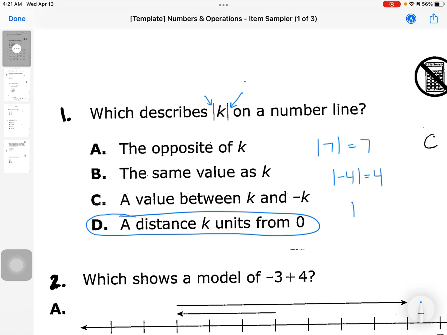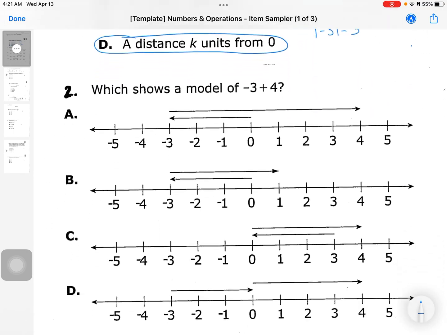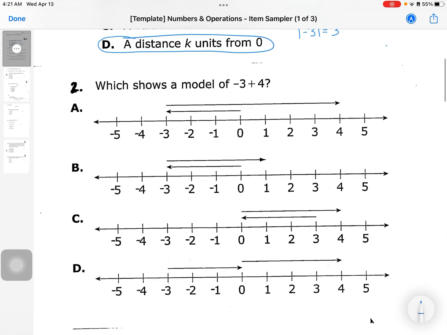So what would be the absolute value of -3? If you said 3, you would be correct. Those 2 straight lines show absolute value when a number is between them. All right. Number 2, which shows the model of -3 plus 4. Well, here's a great strategy for this. First of all, what is the answer to -3 plus 4?